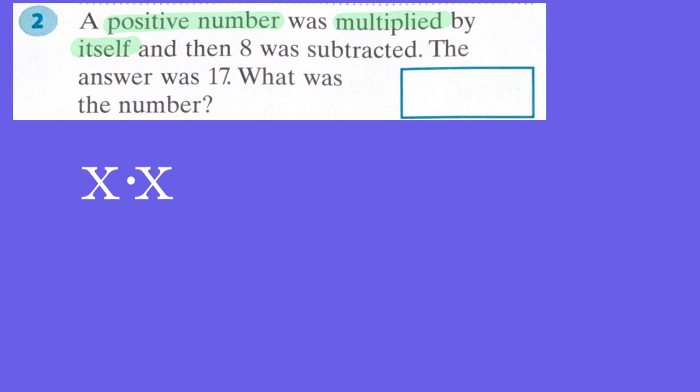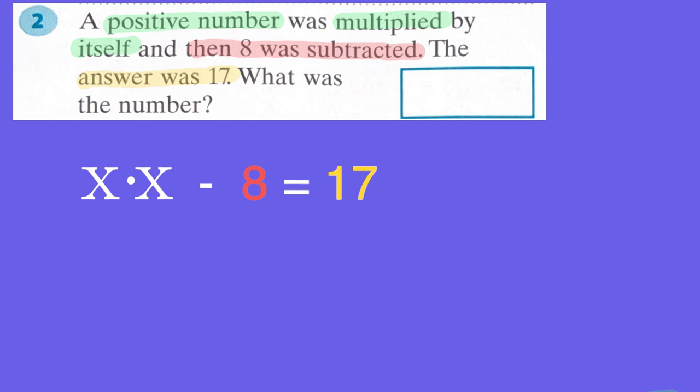x times x. Now, sometimes we don't need to write the times. We can write the times like a little dot. Okay, that's okay. So this will refer to x times x. And the next thing we're told is then 8 was subtracted. And now we're told that the answer was 17. Oh, cool. Well, we've got that. Now, what was the number? That means what was that number x? We'll put it into this rectangle over here.